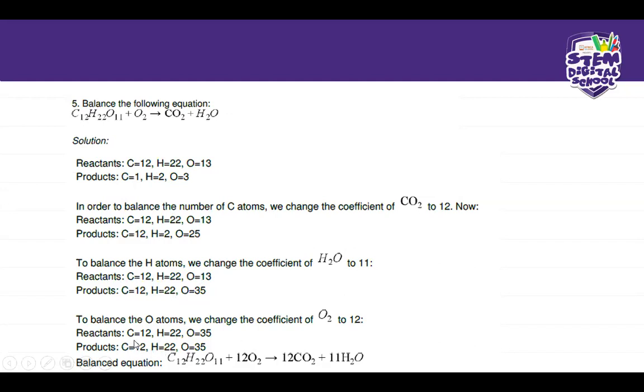Okay, so what are we going to put there? We're going to put 12 of this oxygens. So we're going to put 12 right in front of the O2, and it's going to give us 24. Okay, plus what we already have, which is 13. It's going to give us 35. So this is how we balanced our equation. So our balanced equation will be C12H22O11 plus 12O2 will give us 12CO2 plus 11H2O.